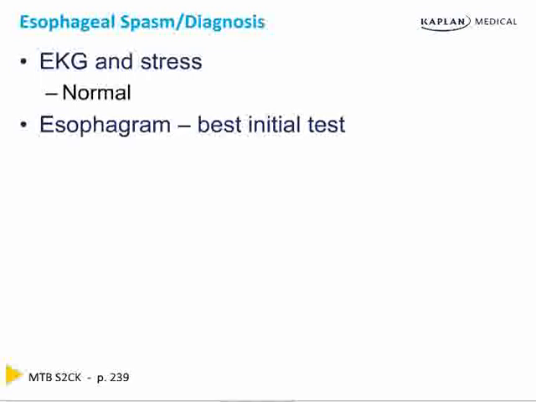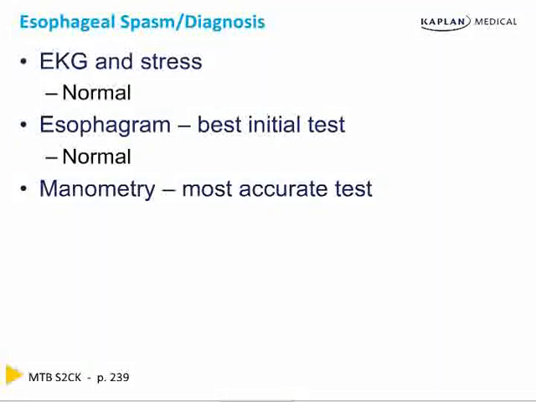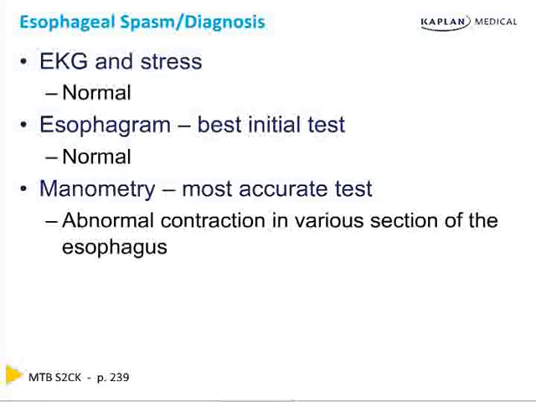The best initial test is an esophagram. After that, you'll also learn it's normal. The most accurate test is the manometry. It's going to show abnormal contraction in various sections of the esophagus. The only way to distinguish between diffuse esophageal spasm and nutcracker esophagus is through manometry. Each one has a different abnormal contraction pattern. You don't need to know them for the USMLE. You just need to know that manometry is the most accurate test to distinguish the two.